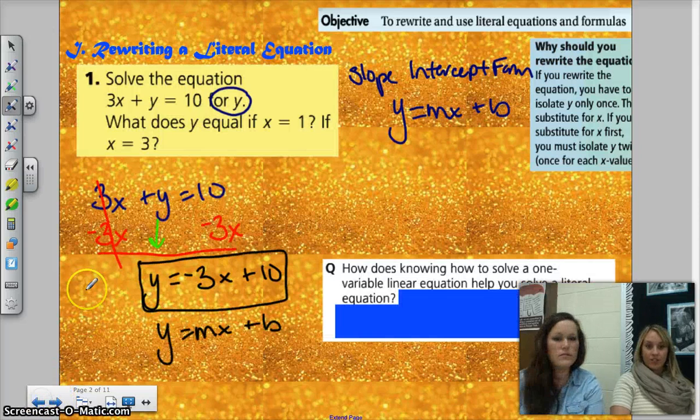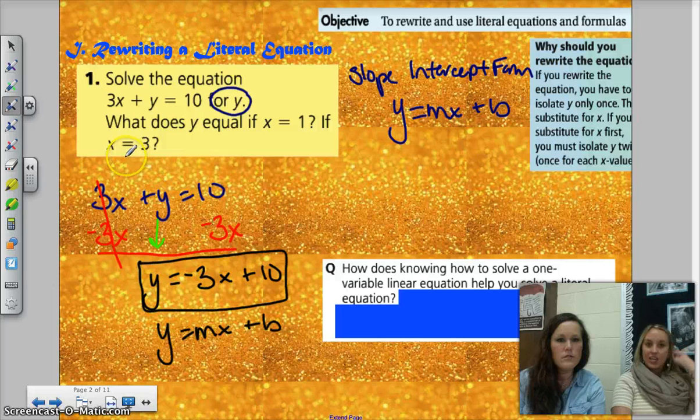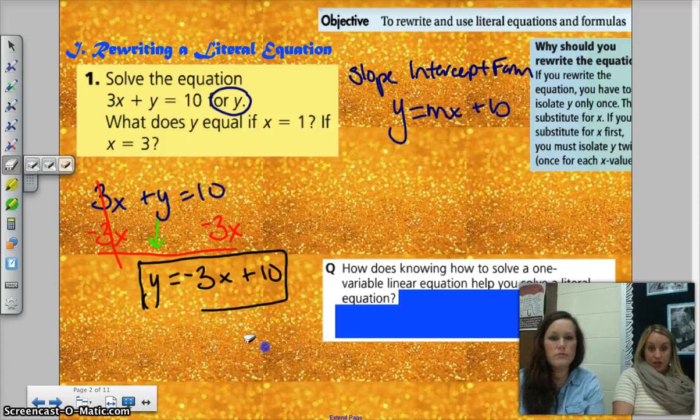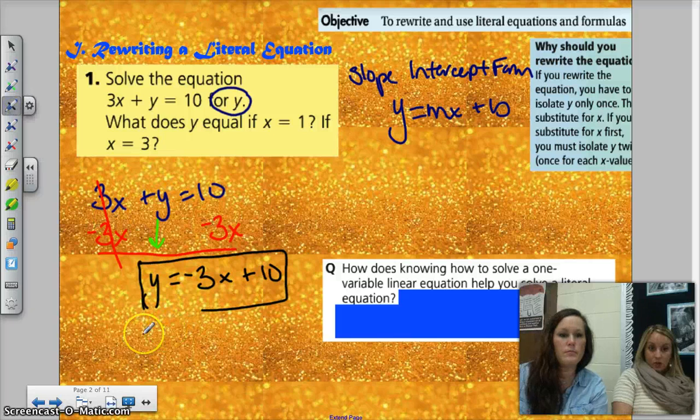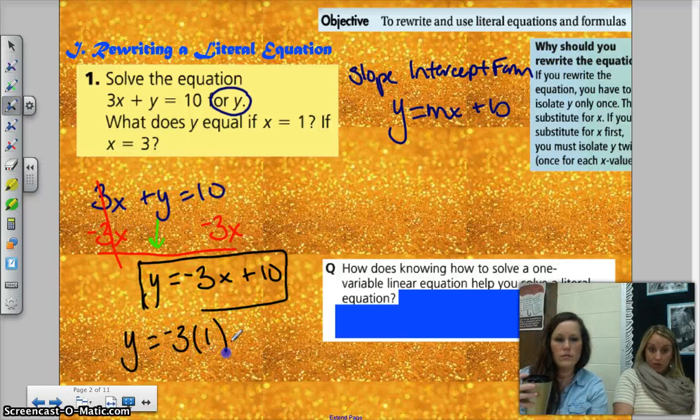Oh, wait, there was another step. What does y equal if x is 1 or x is 3? Well, plug it in. So you have this. This is your first step. Done. Now you need to plug in y equals negative 3 times 1 plus 10, because that's what it tells me up there. X equals 1.